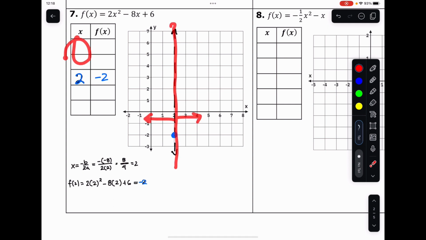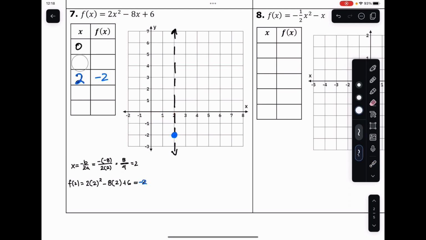So for the x values below 2, we're going to use 1 and 0. So 1 and 0, and we're obviously going to put them in order. So 0 and then 1. So 0, 1, 2, as you see right there. And then going to the right, the next numbers would be 3 and 4. So we're just simply going to list them in consecutive order. 0, 1, 2, 3, and 4, with 2 being in the middle.